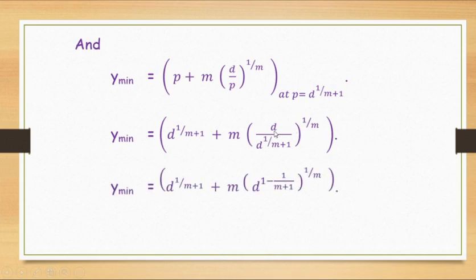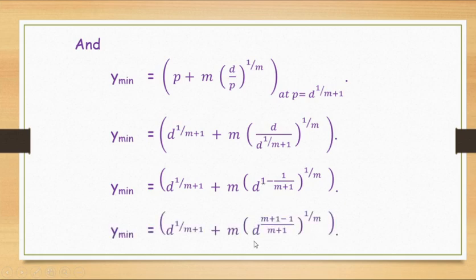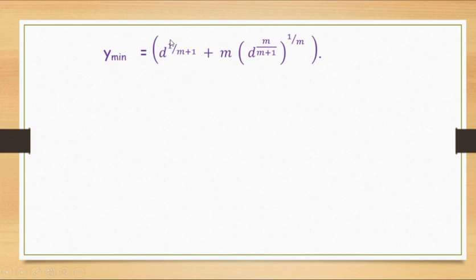Now we have to simplify this. Y min is equal to d raised to 1 upon (m plus 1) as it is plus m as it is into bracket. Again base is the same, powers the terms in division, therefore we have to subtract these powers and we get d raised to [1 minus 1 divided by (m plus 1)] whole bracket raised to 1 upon m. Cross multiply here, we get y min is equal to d raised to 1 upon (m plus 1) plus m into bracket d raised to [(m plus 1 minus 1) divided by (m plus 1)] whole bracket raised to 1 upon m. This plus 1 minus 1 gets cancelled out and we get y min is equal to d raised to 1 upon (m plus 1) plus m times of [d raised to m divided by (m plus 1)] whole bracket raised to 1 upon m.